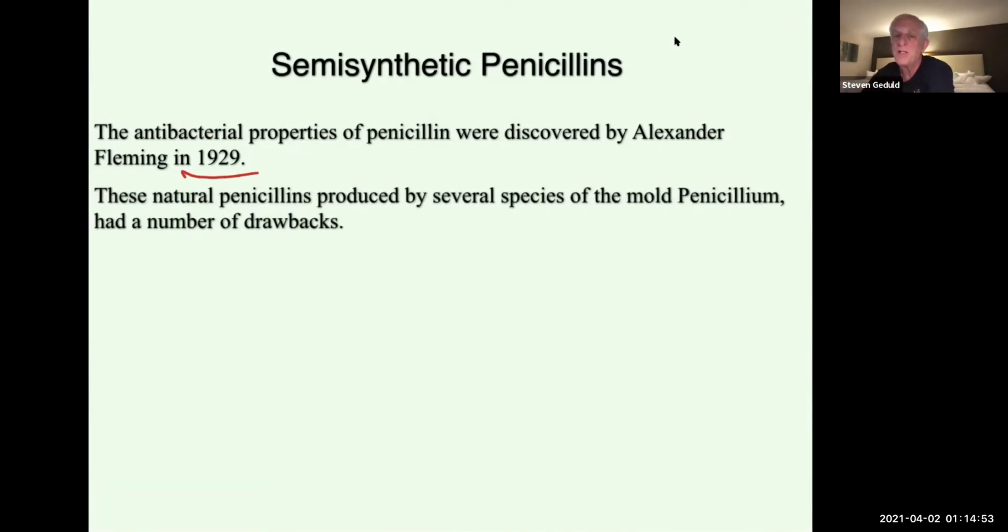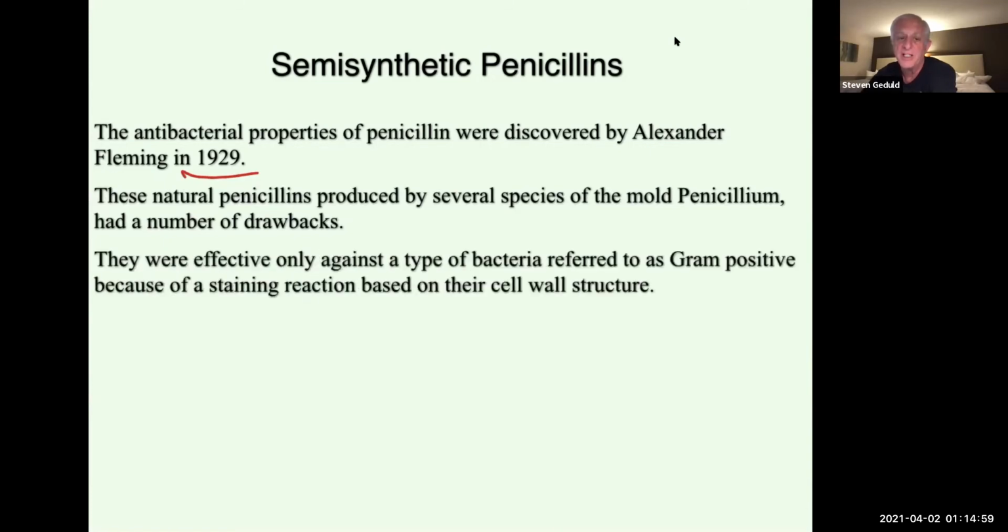Natural penicillins are produced by several species of the mold Penicillium. It has a number of drawbacks. It's effective only against bacteria referred to as gram-positive. So the original penicillin was only effective against gram-positive bacteria. So it wasn't a widespread antibiotic, because of the staining reaction based on the cell wall structures.